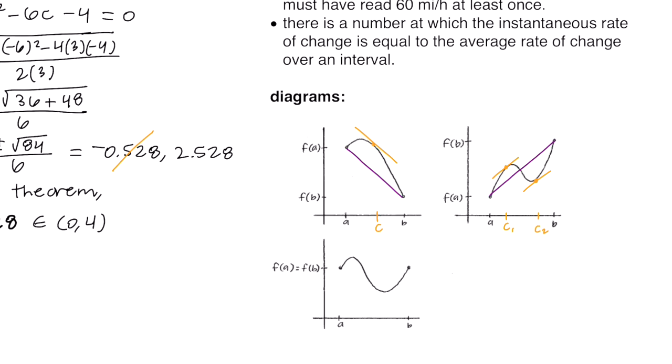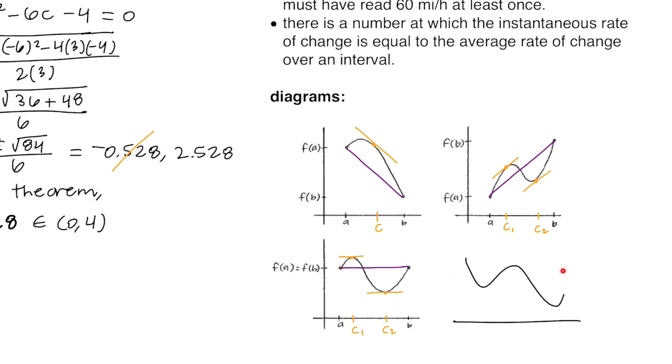Okay, for this last diagram, again, we start by drawing the line connecting the endpoints. So here's our secant line. Now we're going to look at the curve and identify another point where the slope of the tangent line equals the slope of the secant line. And again, for this picture, there are 2 points where that happens, where the slope of the tangent line equals the slope of the secant line.